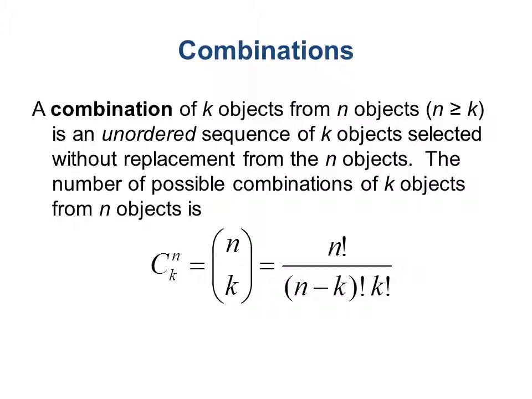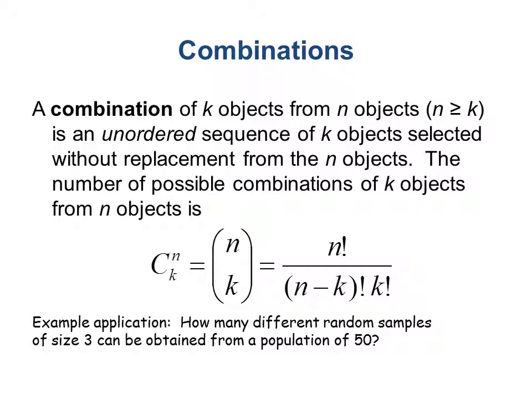So in a quick application, how many different random samples of size 3 can be obtained from a population of 50? In this case, we didn't try to order these as first, second, or third. We just said how many different random samples of size 3 can be obtained from a population of 50. So n is 50 and k is 3. And if we apply this in the equation, we get 50 factorial divided by 50 minus 3 factorial divided by 3 factorial, and that's just equal to 50 times 49 times 48.